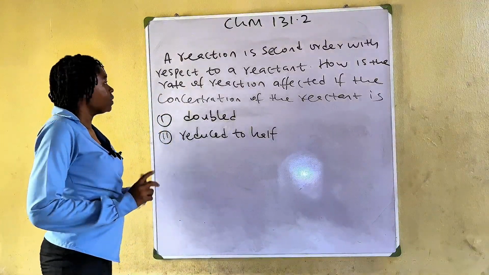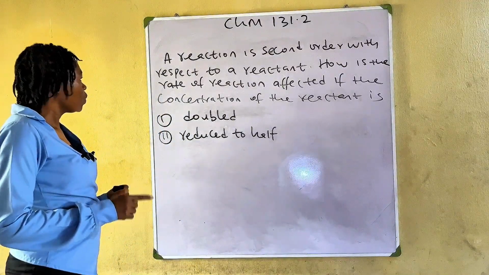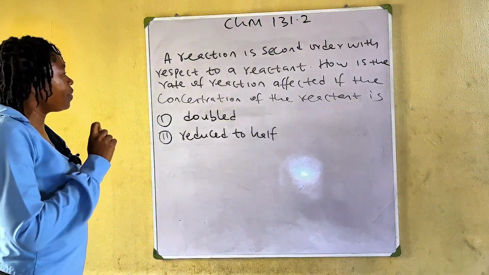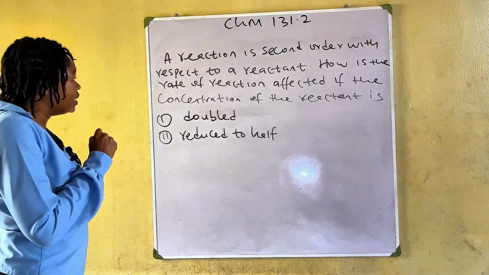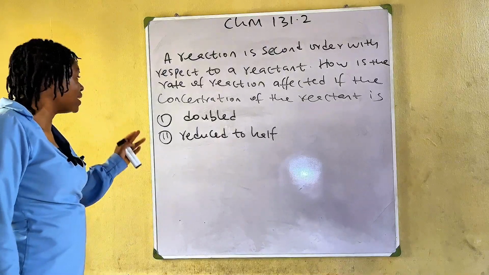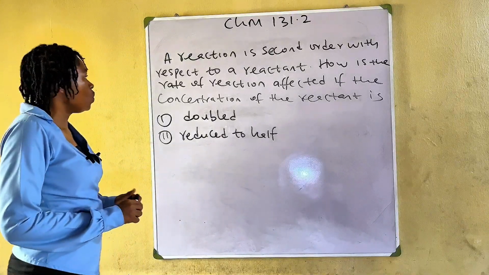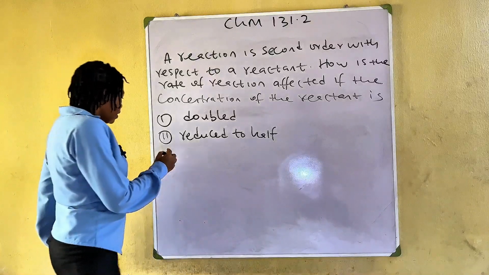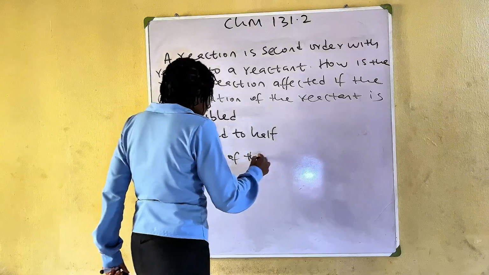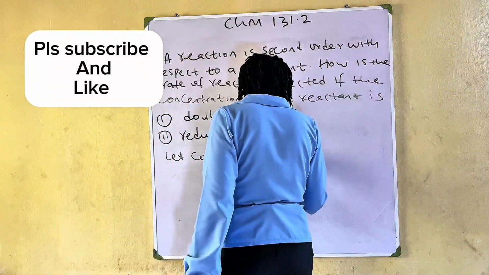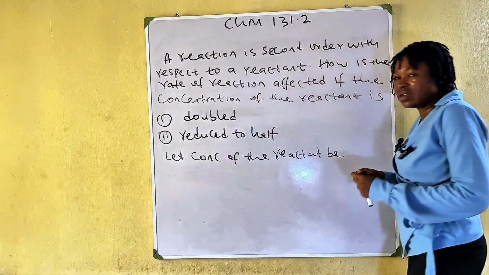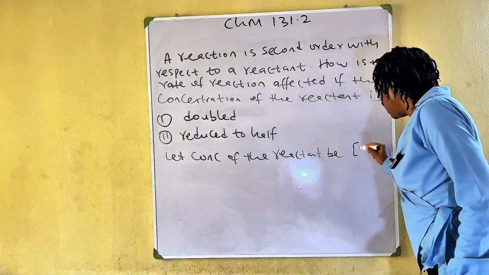So let's look at this question. A reaction is second order with respect to a reactant. How is the rate of reaction affected if the concentration of the reactant is doubled? If the concentration of the reactant is reduced to half? So let the concentration of the reactant be, let it be what? A. You can use any letter of your choice. Let it be A.